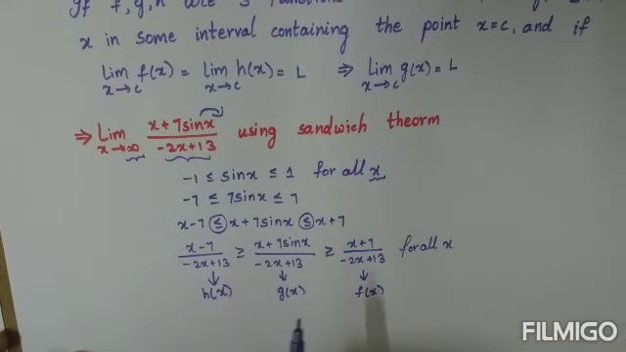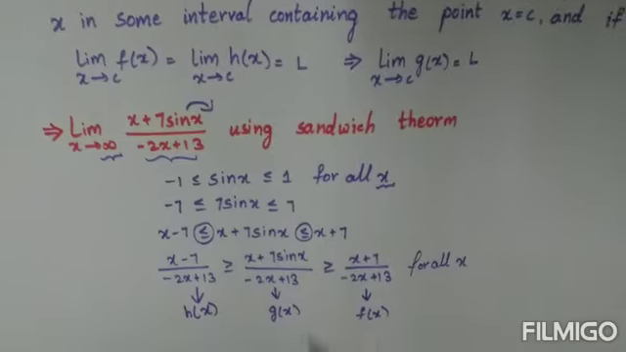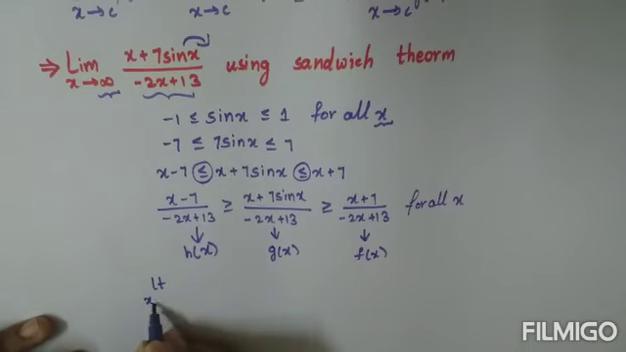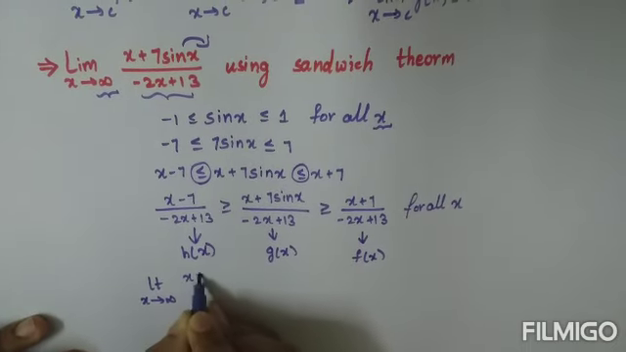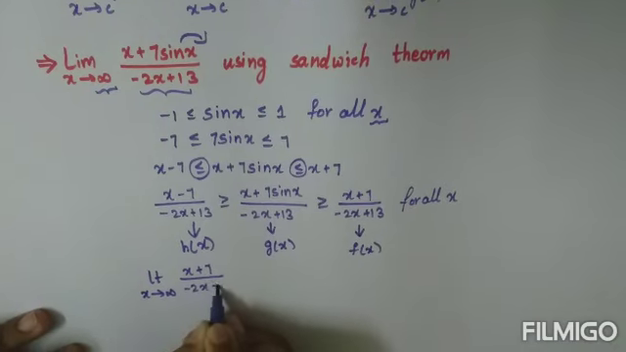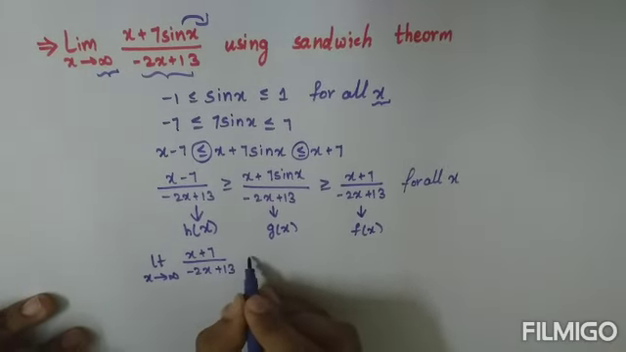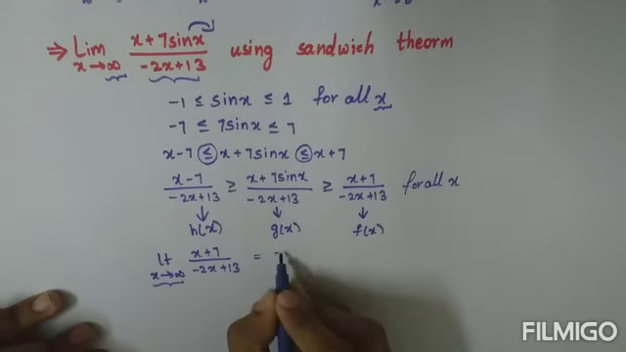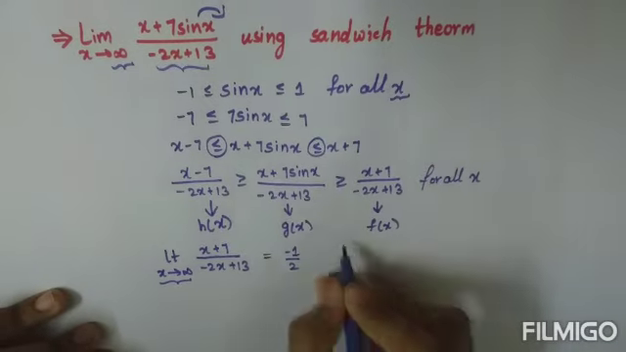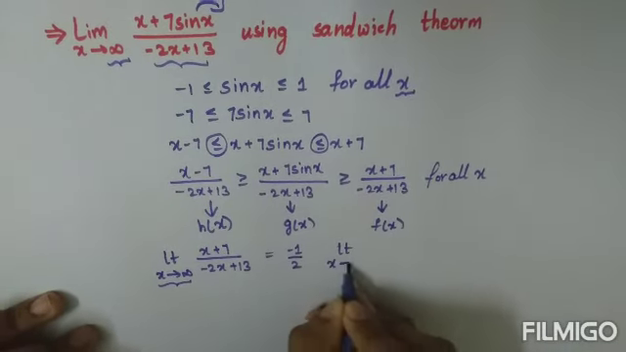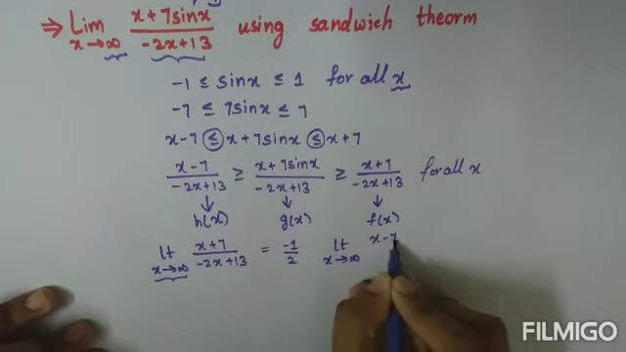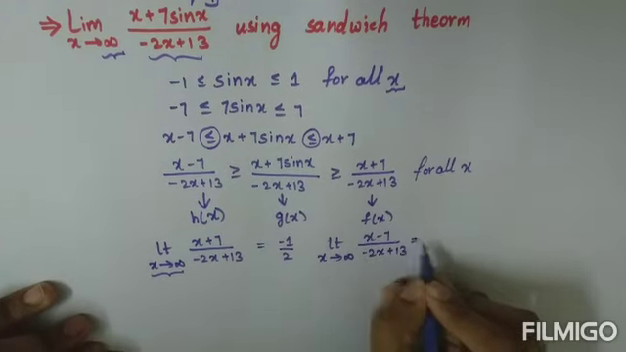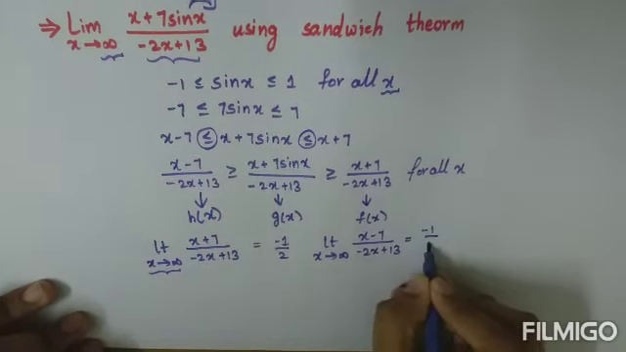Now let us check whether this theorem is valid for these functions or not. First we calculate limit x tends to infinity of (x plus 7) by (minus 2x plus 13). We saw in the previous session how to calculate limits when x tends to infinity. So we get this as minus 1 by 2. Similarly, now we calculate limit x tends to infinity of (x minus 7) by (minus 2x plus 13). We can find that this limit is also minus 1 by 2.